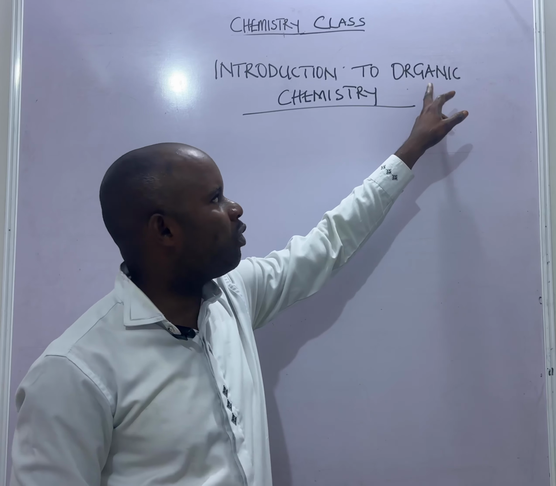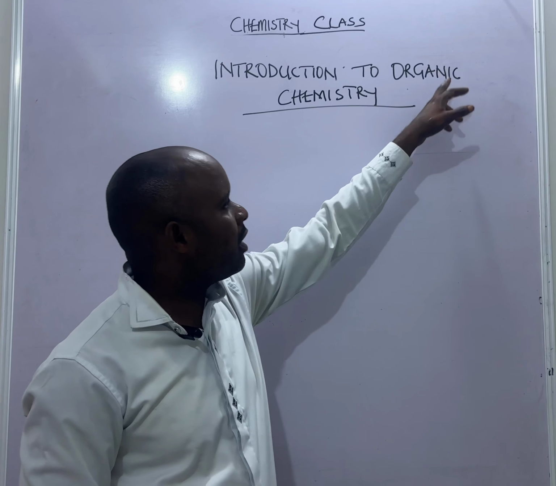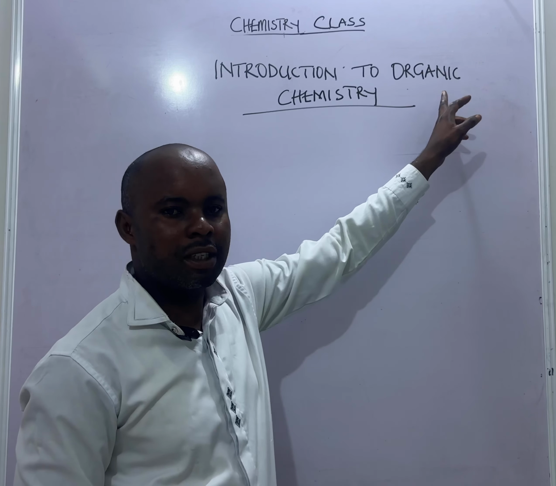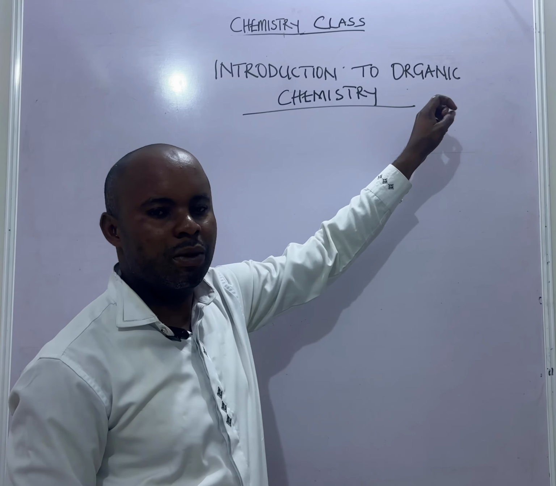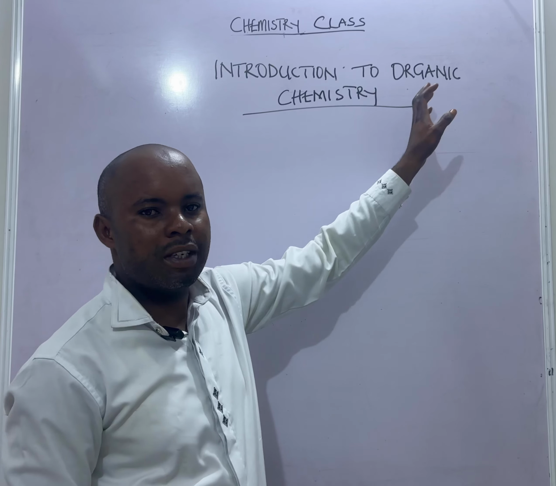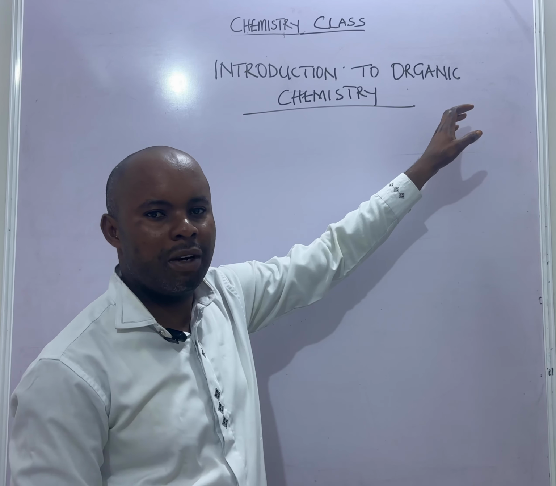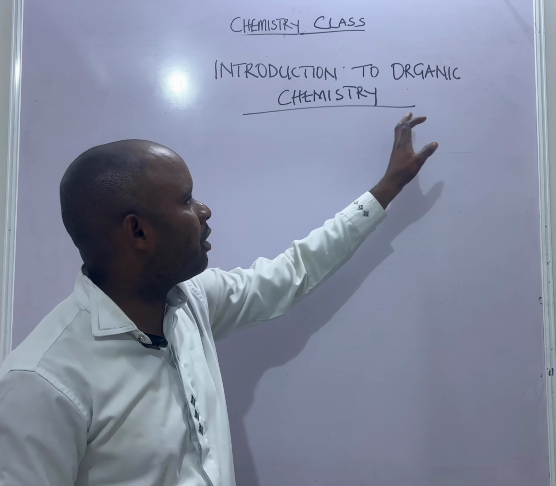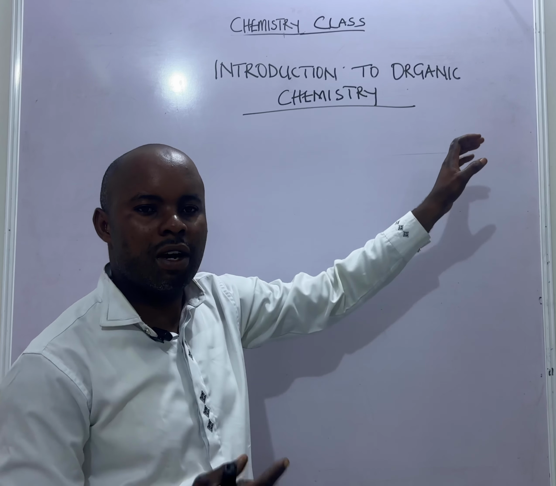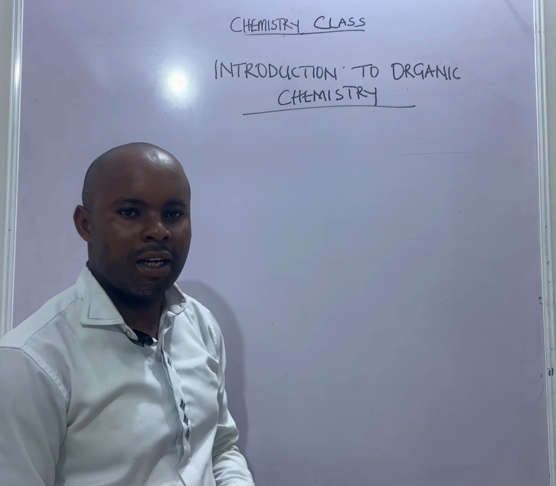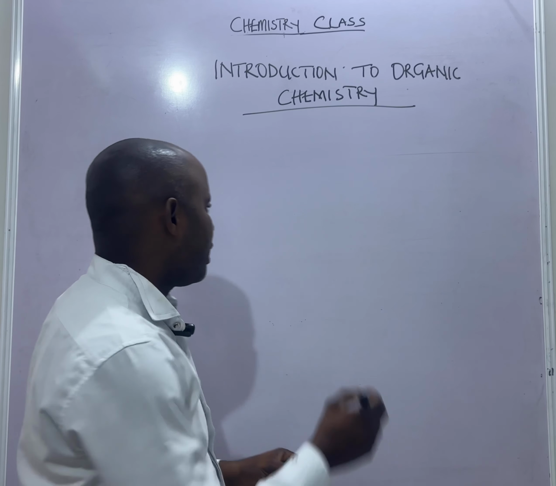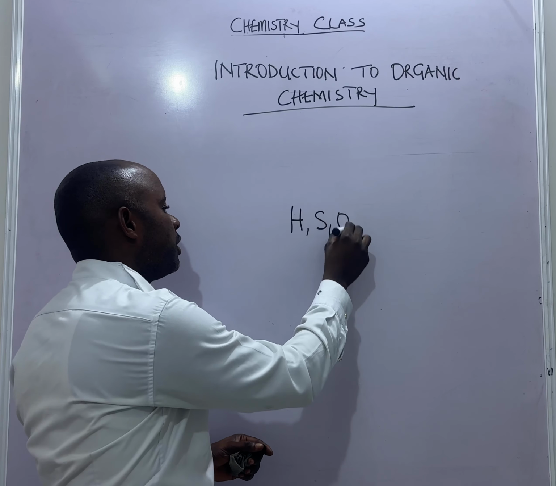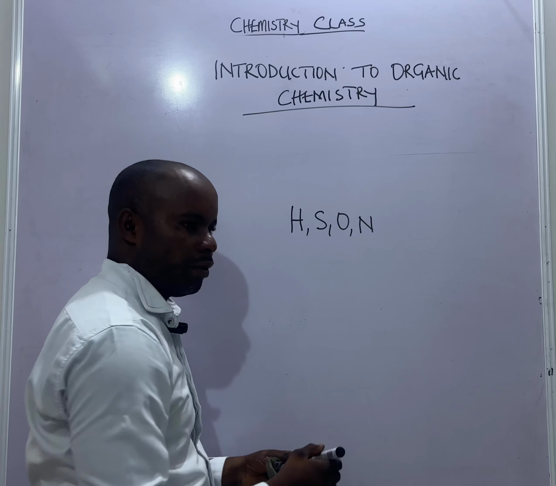Originally, organic chemistry meant compounds that are formed from either plant or animals. But some of these organic compounds are synthesized from inorganic compounds. So a very simple and concise definition of organic chemistry is the chemistry of carbon and some other elements that are attached to carbon, for example hydrogen, sulfur, oxygen, nitrogen, and so on and so forth.